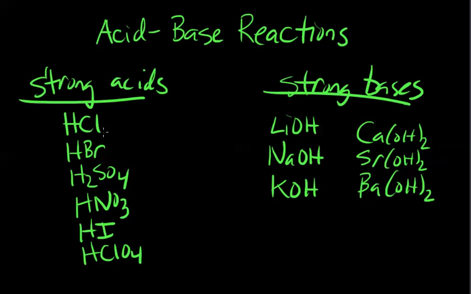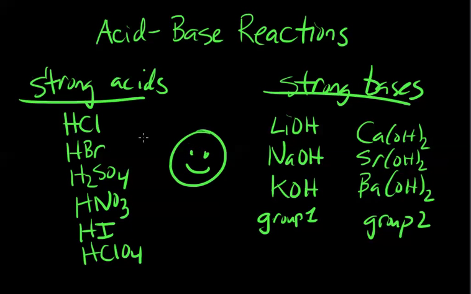So here are our strong acids. We have hydrochloric acid, hydrobromic acid, sulfuric acid, nitric acid, hydroiodic acid, and perchloric acid. For the strong bases, we have lithium, sodium, and potassium hydroxide. Those are all group 1 metals, and then we have 3 group 2 metals, calcium, strontium, and barium hydroxides. So, you need to memorize all of these in order to do well at acid-base reactions.